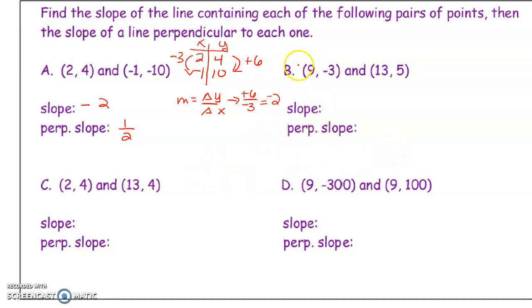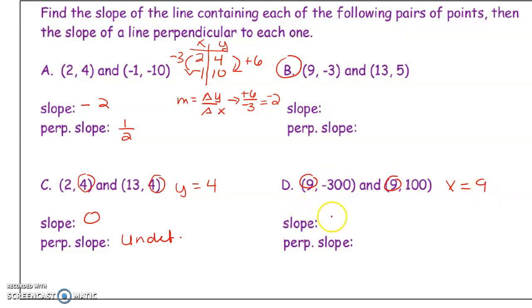You can probably do this one on your own. When we get here, one of the things I notice is that y value does not change, so the equation of that line is going to be y equals 4. That's my horizontal line. So my slope is 0, and my perpendicular slope is undefined. For D, my x value doesn't change, so my equation is x equals 9, so my slope is undefined. My perpendicular slope is going to be 0.